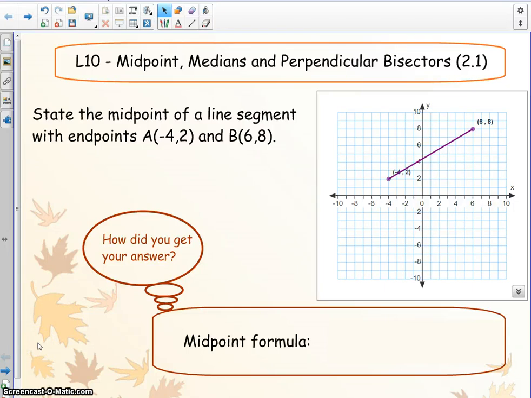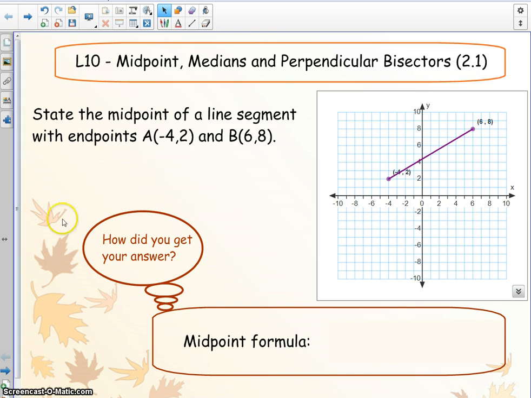Okay, so to start off this unit on geometry, we're going to be dealing with a lot of properties of lines and line segments and circles and all these other different shapes. So we're starting off with this whole idea of midpoint. The midpoint would be the point that's halfway between two other points, two endpoints in a line segment.